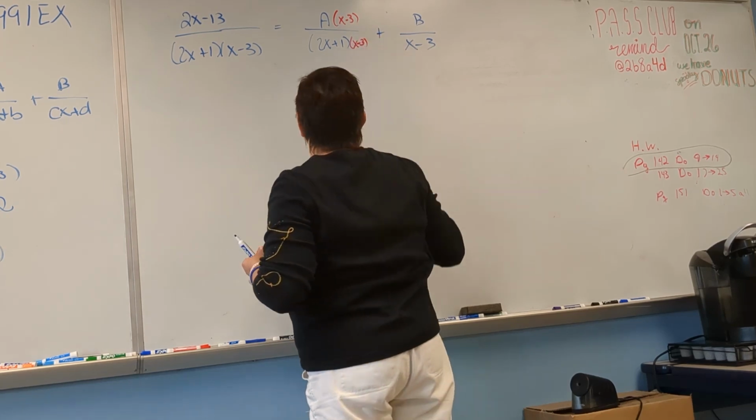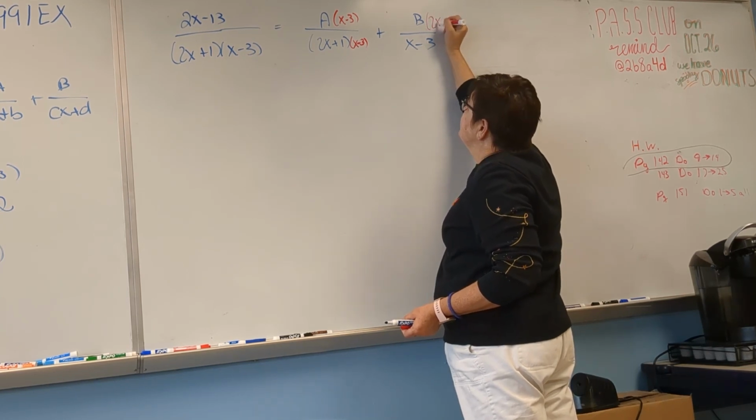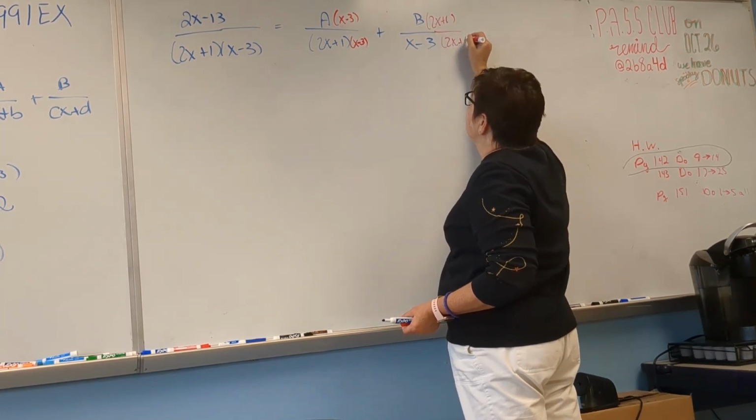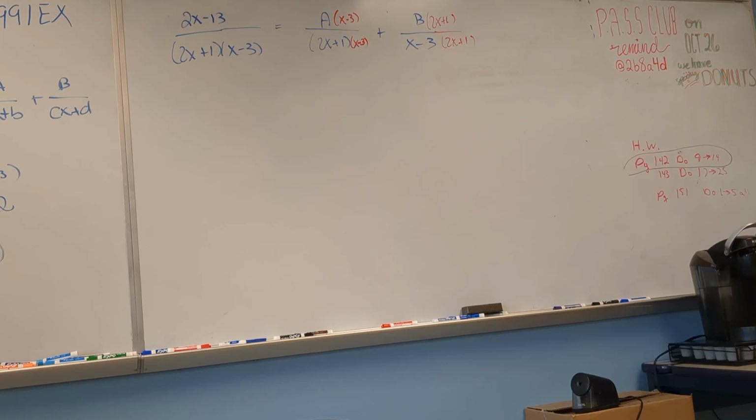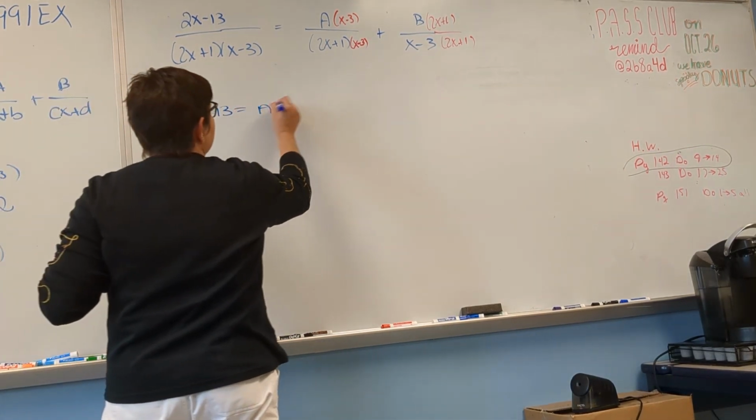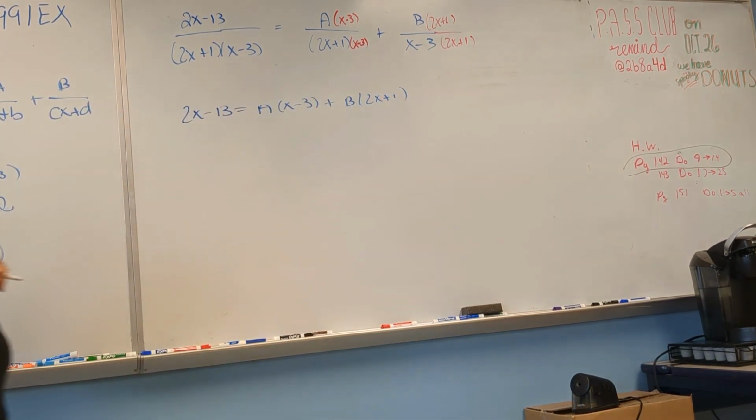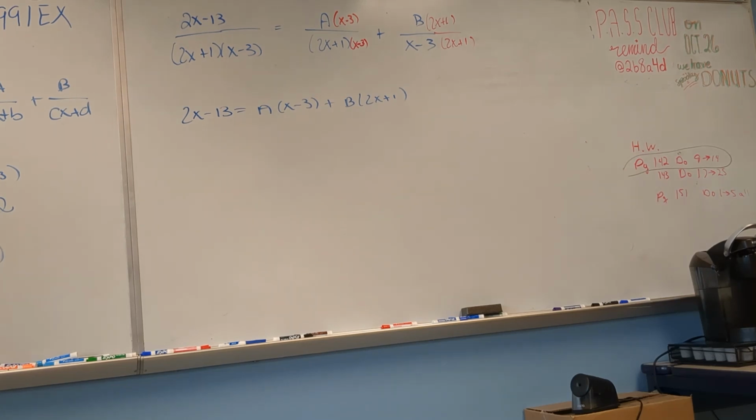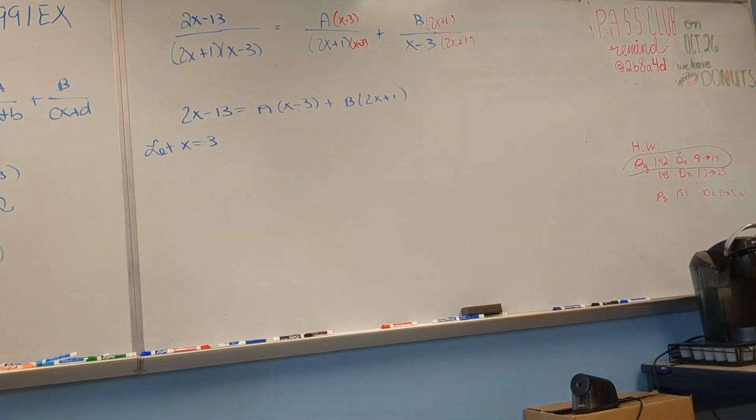I'll do it in a different color so we can see it. And what do I multiply b by? 2x plus 1. Okay. Sweet. How do we feel? Now that everything has the same denominator, what do we do? Cancel. Get rid of the denominators, right? So I have 2x minus 13 equals a times x minus 3 plus b times 2x plus 1. Cool. Now what do I let x be first? 3. Let x equal 3. Does everybody see where 3 comes from?